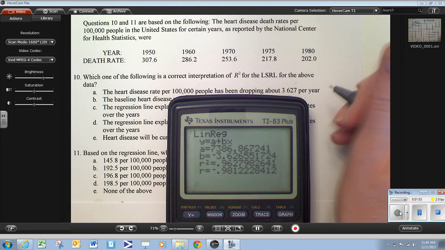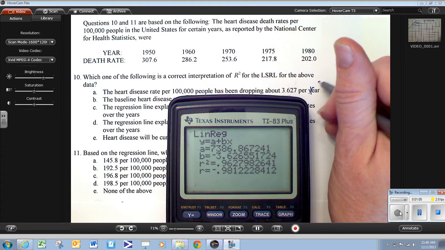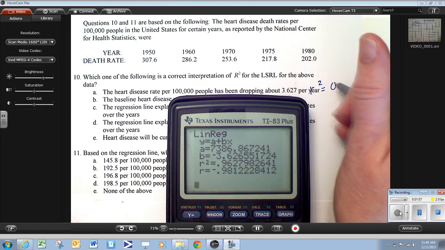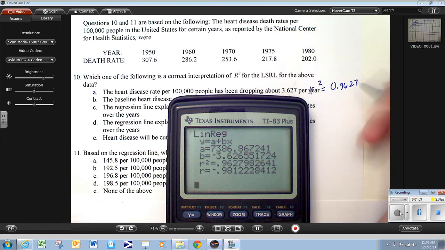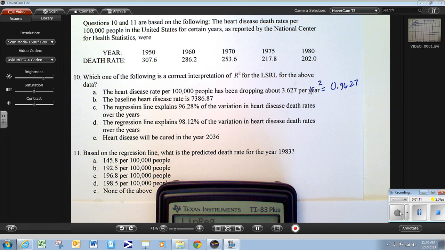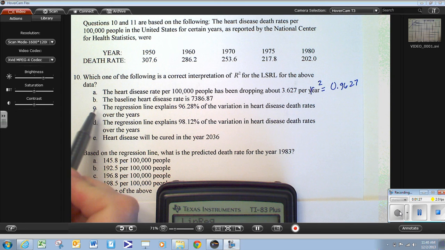So if I keep my key value of r squared equals 0.9627 and then look at our answers, approximately 0.962728. C, the regression line explains 96.28% of the variation in heart disease death rates. That explaining the variation or variability is the key definition of what r squared is. So letter C is our correct answer for number 10.